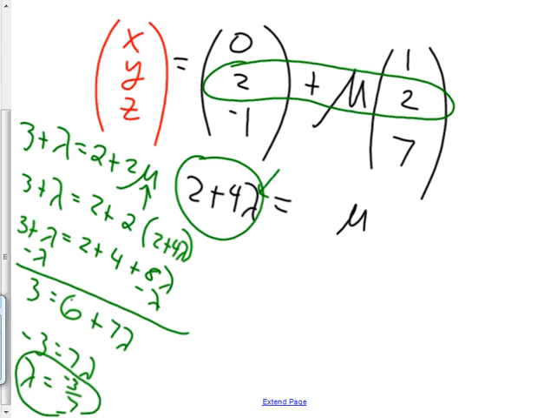Just because an answer is negative doesn't mean that it's not working. That's an okay thing to happen. All right, what equation haven't you used yet? The z equations.